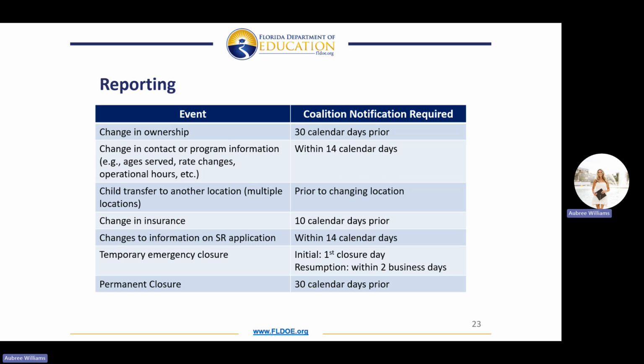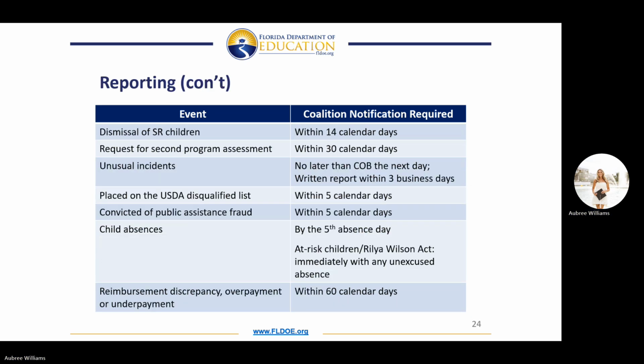Changes to information on SR application, within 14 calendar days. Temporary emergency closure, initial, first closure day. Resumption, within 2 business days. Permanent closure, 30 calendar days prior. Dismissal of SR children, within 14 calendar days. Request for second program assessment, within 30 calendar days.